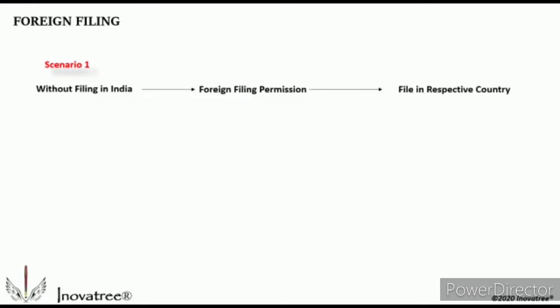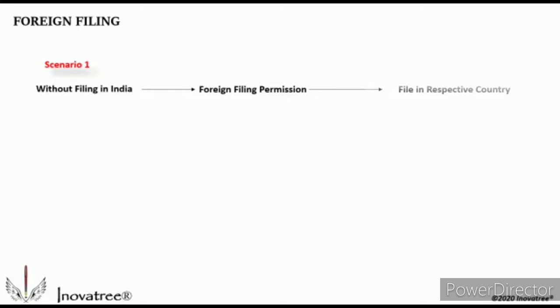In case you do not see any reason to file the patent application in India, but you see the opportunity in a foreign land, or you need to file the application in a country before 6 weeks of filing in India, in this case, we have to take foreign filing permission from Patent Office. Once we receive the permission, we can file the same in the intended country.